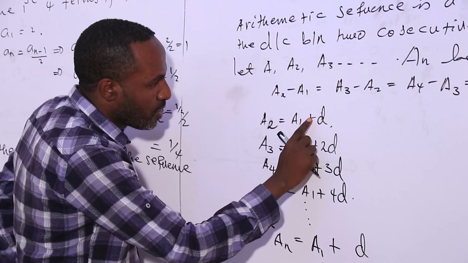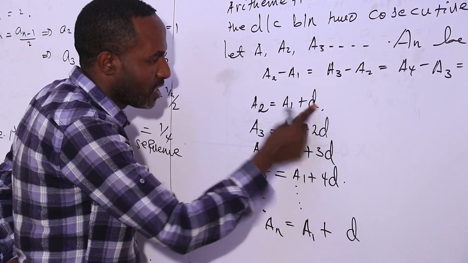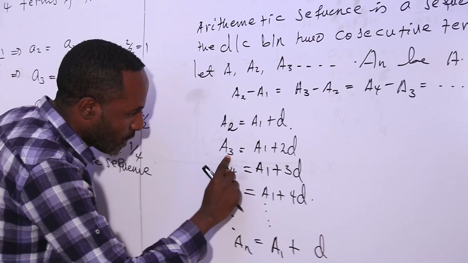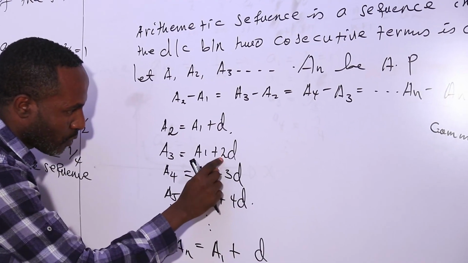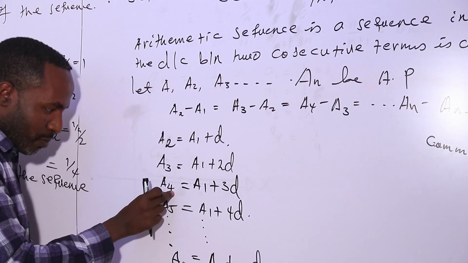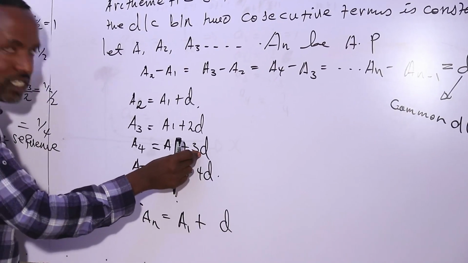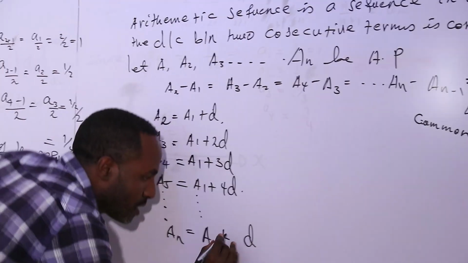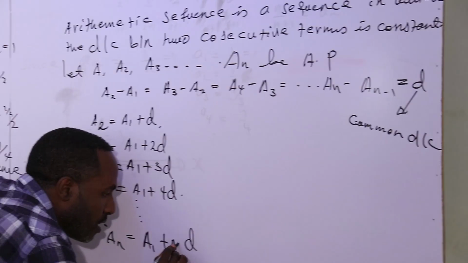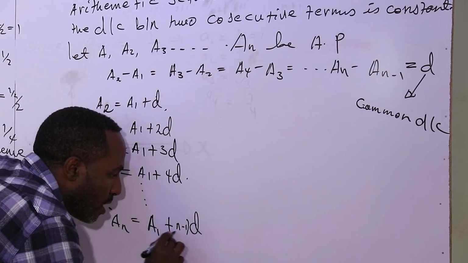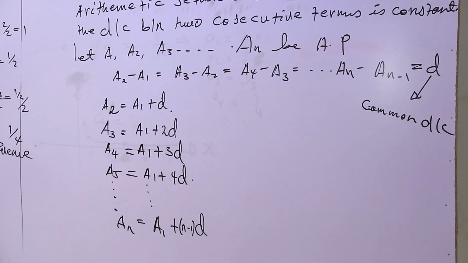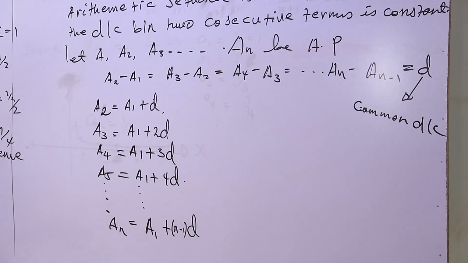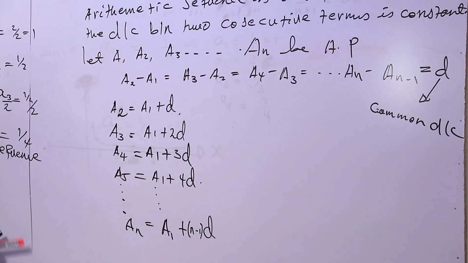If it is the 2nd term, the multiplication factor is 1. If it is the 3rd term, the multiplication factor for D, called the coefficient, is 2. If it is the 4th term, the coefficient is 3. So if it should be the nth term, there should be n minus 1 here. Which means that the general term of the sequence is given as A_n.